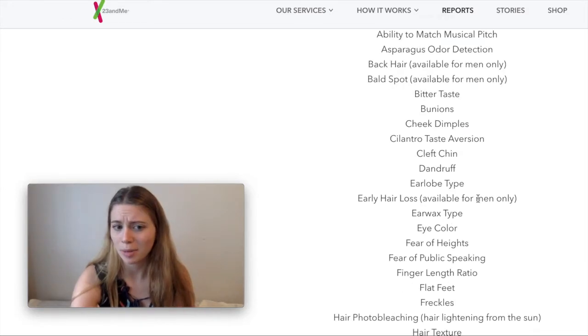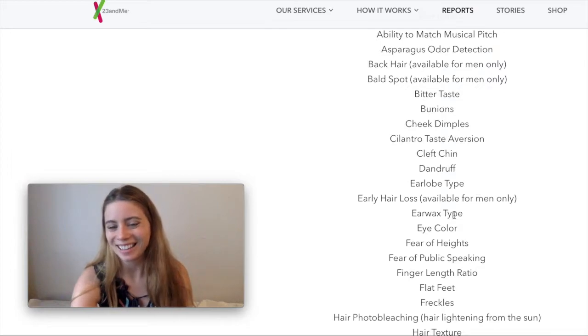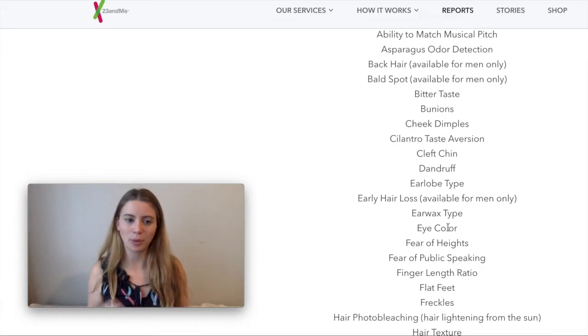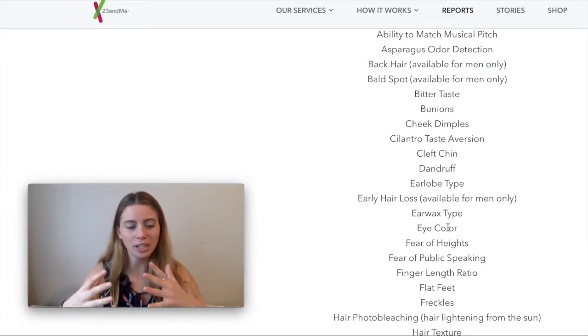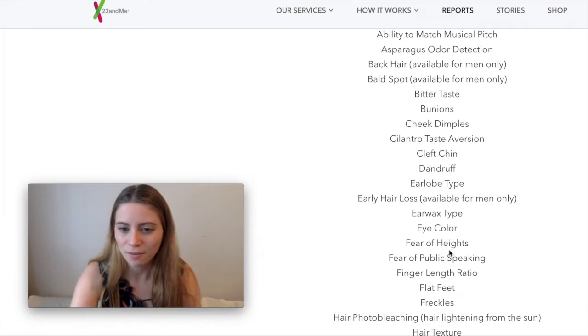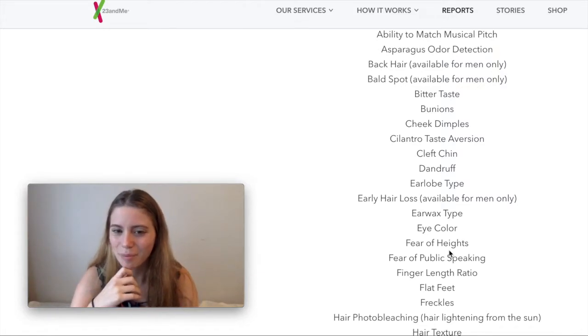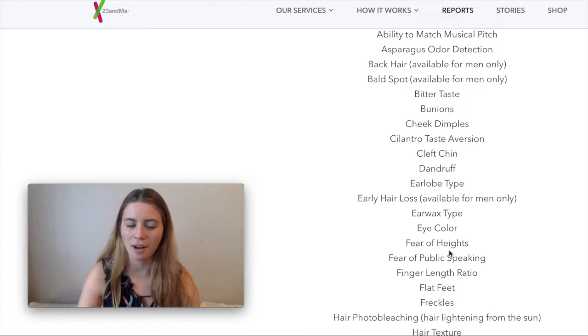Early hair loss might be interesting to find out if you want to try and prevent it. Eye color. So this one would be one of the ones that's controlled by many different genes, but in this type of test, they're probably looking at all of them. Fear of heights. I'm not sure what genes control that, but I would be interested to find out how they're looking into some of this stuff.